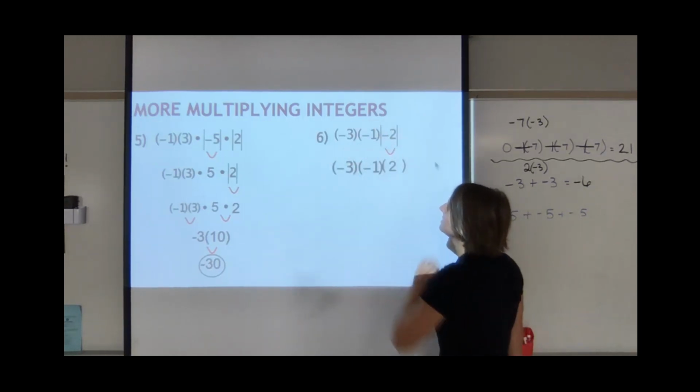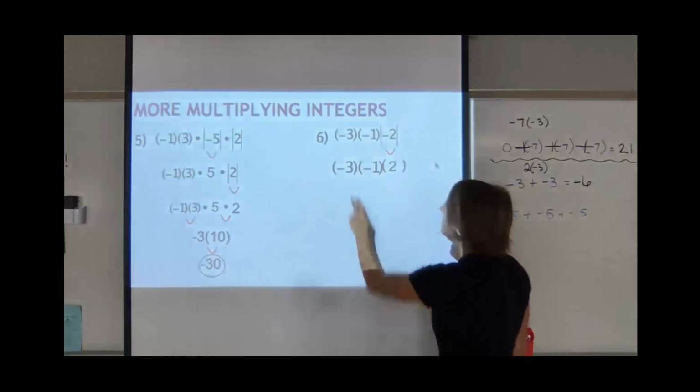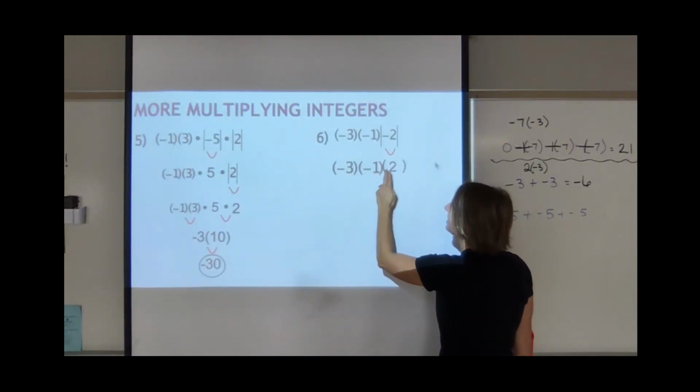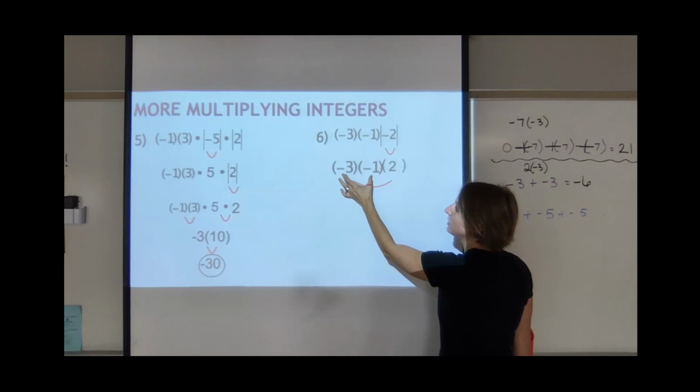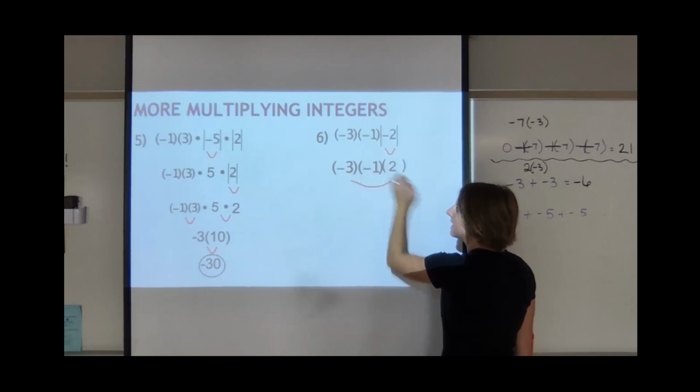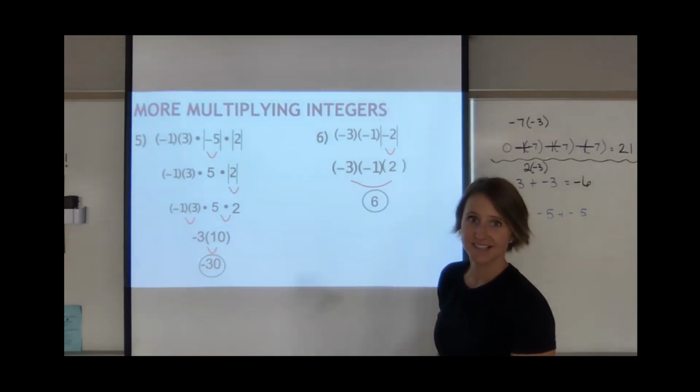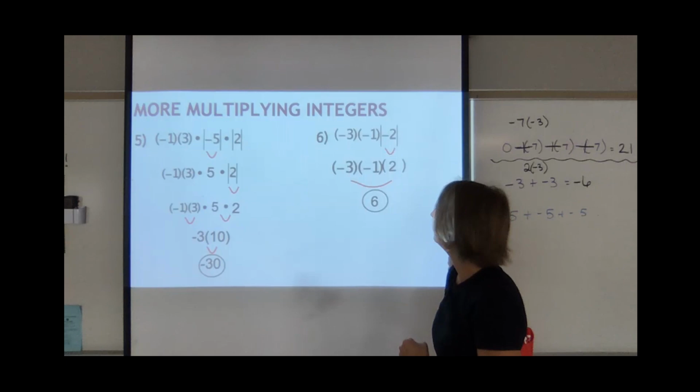Remember, there's a lot of invisible multiplication going on. Negative 3 times negative 1 times 2. We could do all of this at the same time, or we could do this right here. I'm going to choose to do all of it at the same time. Do the signs agree? Yes, so your answer is going to be positive here, right? It would be a positive 3 times 2, 6. Chunk it up if you need to.